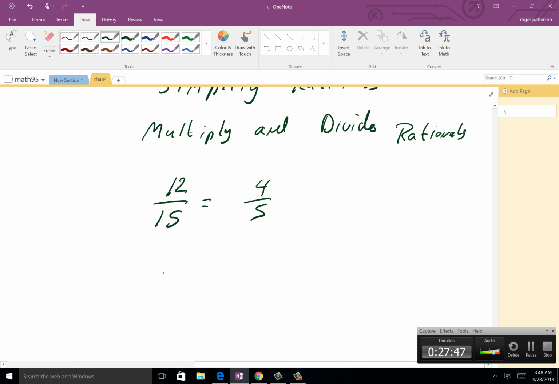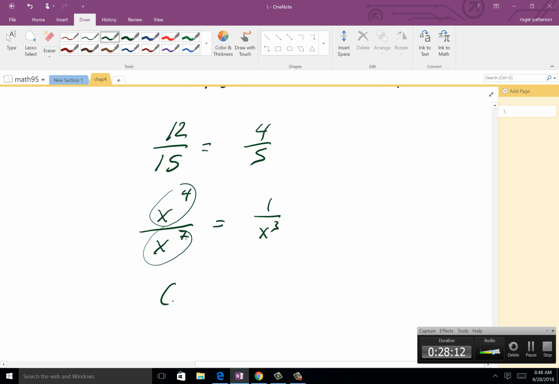So when we're doing a rational, it's not a whole lot different, except you're dealing with x's. So if we have, say, x to the 4th, and you did some of these in some of your prior math classes, over x to the 7th, we know that x to the 4th and x to the 7th, I can reduce that so that I get 1 over x to the 3rd. Because I have 4 x's here and 7 here, so 4 of them are going to reduce.